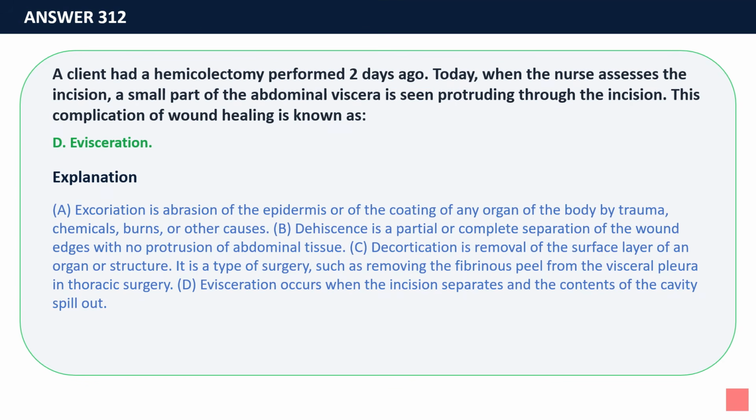Answer: D. Evisceration. Explanation: A. Excoriation is abrasion of the epidermis or of the coating of any organ of the body by trauma, chemicals, burns, or other causes. B. Dehiscence is a partial or complete separation of the wound edges with no protrusion of abdominal tissue. C. Decortication is removal of the surface layer of an organ or structure. It is a type of surgery, such as removing the fibrinous peel from the visceral pleura in thoracic surgery. D. Evisceration occurs when the incision separates and the contents of the cavity spill out.